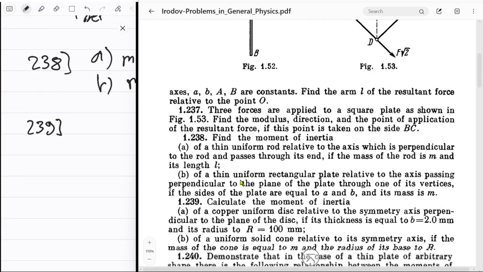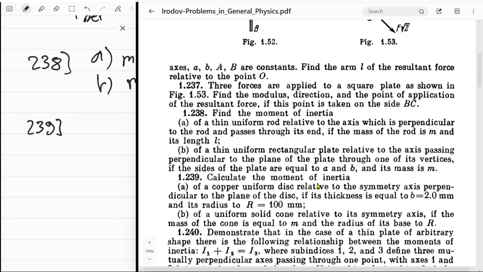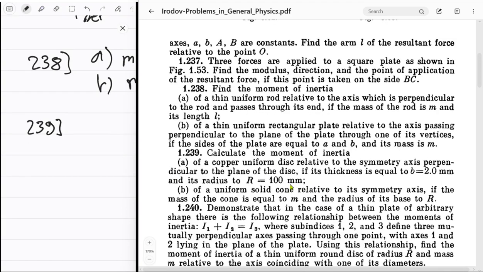239 is calculate the moment of inertia. Okay, these are simpler questions than what I thought. For copper, a uniform disk related to the symmetry axis perpendicular to the plane of the disk, that's mr squared upon 2. If the thickness is equal to this, what do you mean by the thickness? And its radius is... oh no, I need to know the density of copper for this. But I don't. So how am I going to do this?